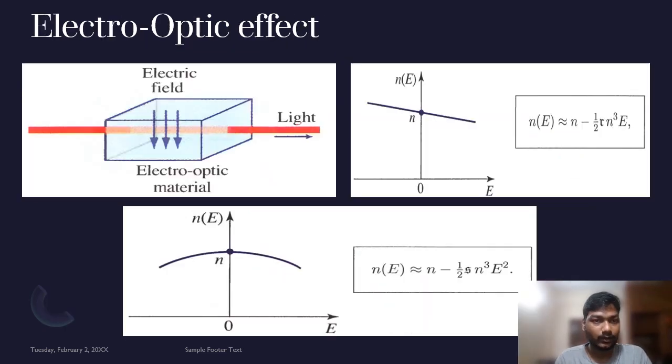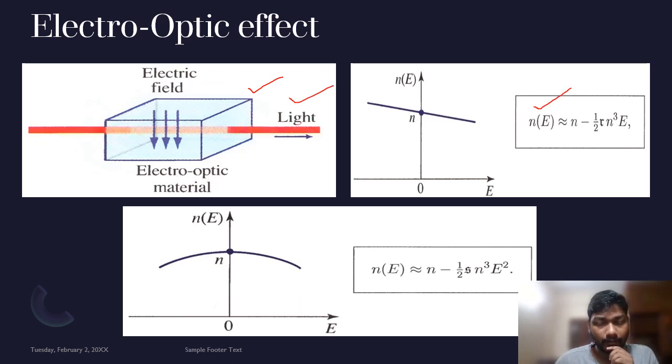We discussed this in one slide, and in the next slide we'll discuss the electro-optic effect. In the electro-optic effect, we are using an electric field to manipulate the refractive index. The electro-optic effect can be divided into two effects, that is Kerr effect and Pockel's effect. This is basically the setup: there is an electro-optic material, and we apply an electric field and it affects the light.